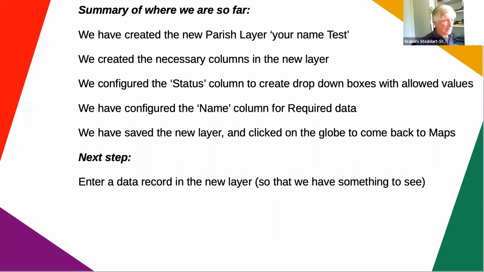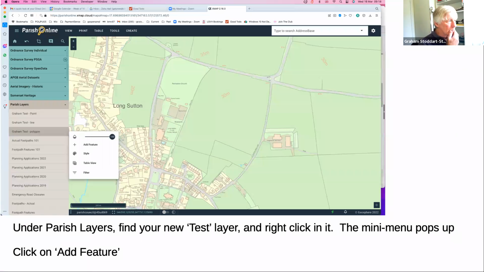So if we go back into Parish Online, go down to your test layer and right click on it. Right click anywhere in that test layer and you'll get a mini menu. The second choice down is called Add Feature. Just click on that.